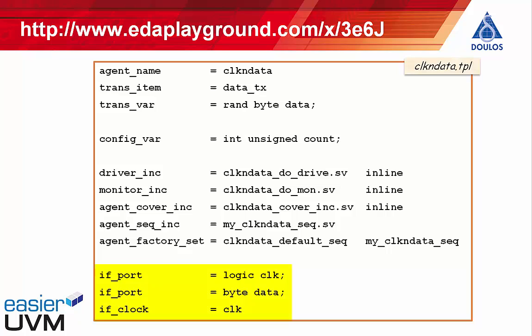The interface then has a clock and data that's connected to the design under test. There are some include files to pull in code fragments defining the behaviour of the driver, the monitor, a coverage collection component, and the sequence that we saw in the previous slides. And then we've also added a variable to the configuration object for this particular agent. Again, exactly as we saw used on the previous slide. So here we've got config_var int unsigned count to add that configuration variable to the configuration object for the agent clock_and_data.